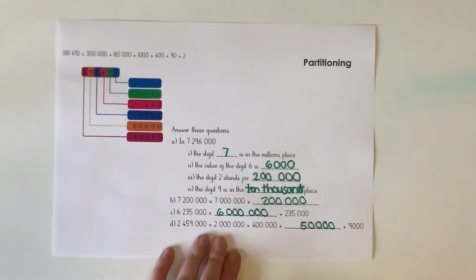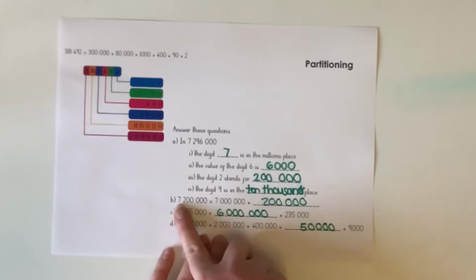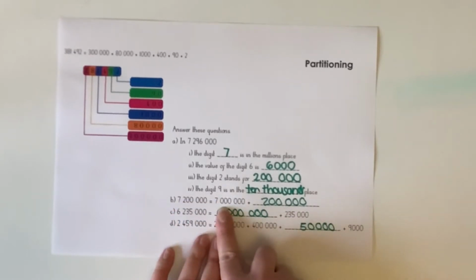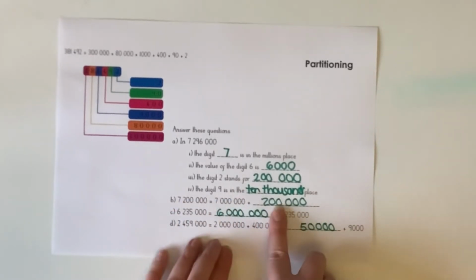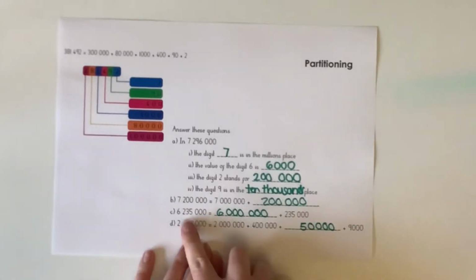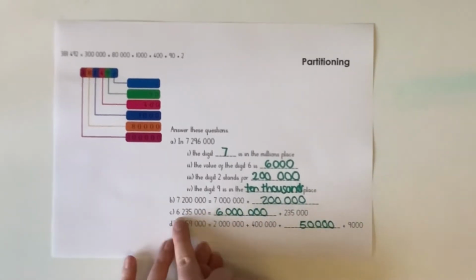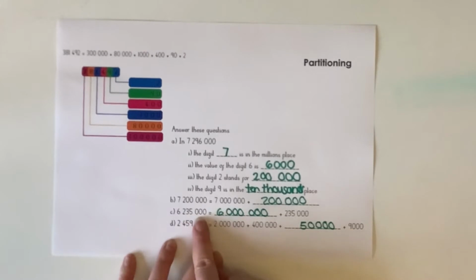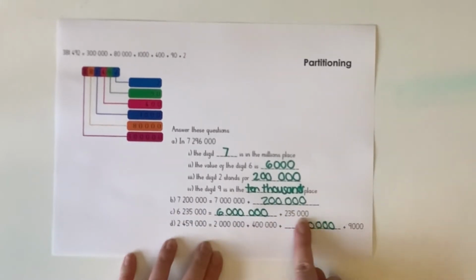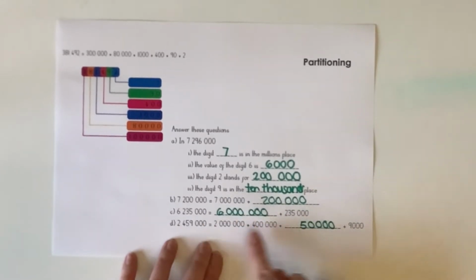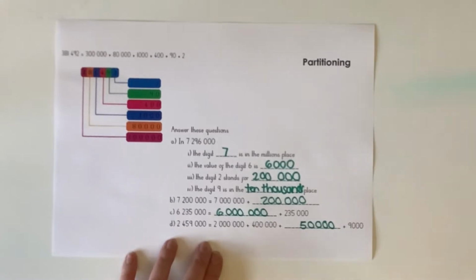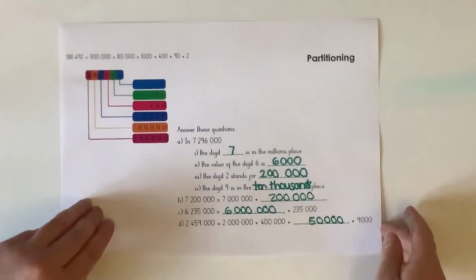Then partitioning these numbers, okay, so 7,200,000 partitioned is 7 million add 200,000. C, you needed to be careful with, okay, because 6,235,000, it's already given you the 235,000, so it was just the 6 million you needed to add on, okay, and then finally this one here, the missing number was 50,000. Okay, so once again, hopefully you were feeling quite confident with that and got them right.